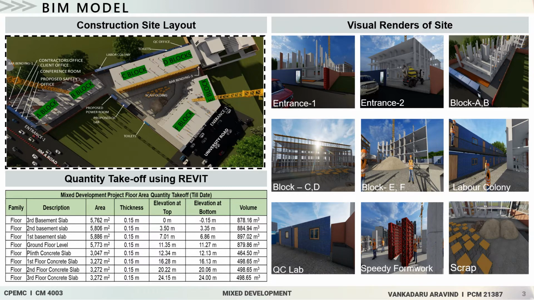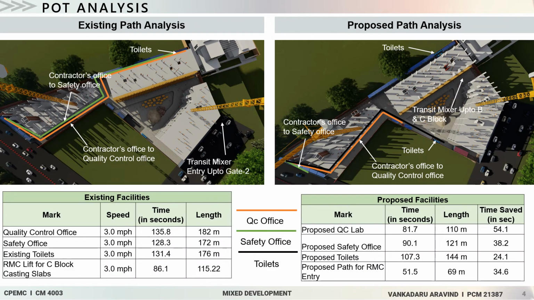Path of travel analysis is done in order to reduce the unnecessary time taken by stakeholders for movement from one end to the other end of the major offices. On the left hand side, the existing facilities of the site layout are shown. On the right hand side, the facilities for the modified site layout are shown. We were able to save around 37.75 seconds on average by changing the layout of the site.